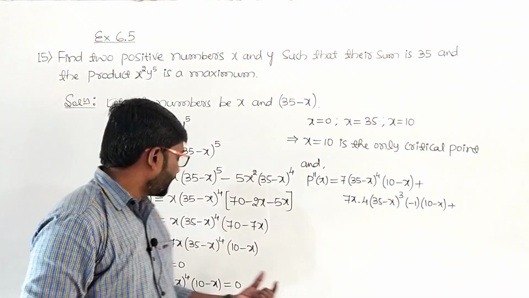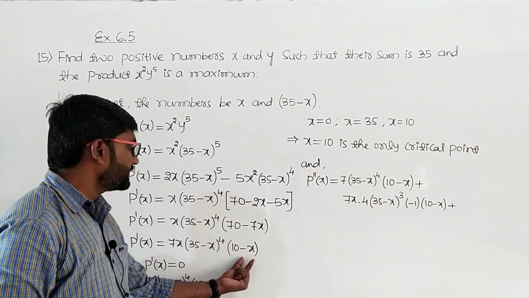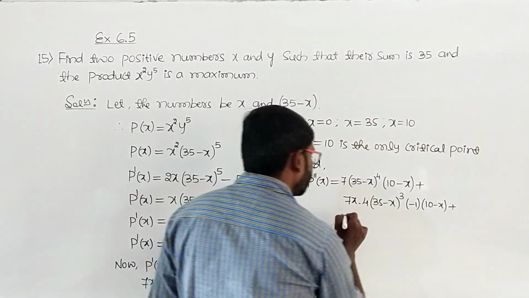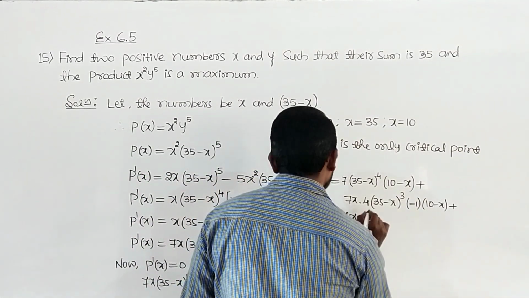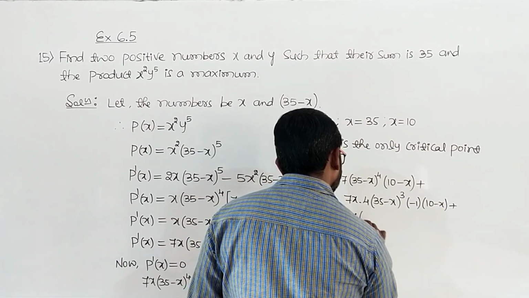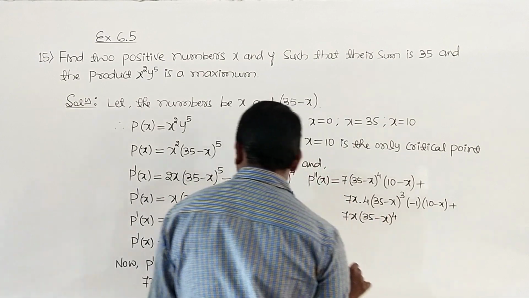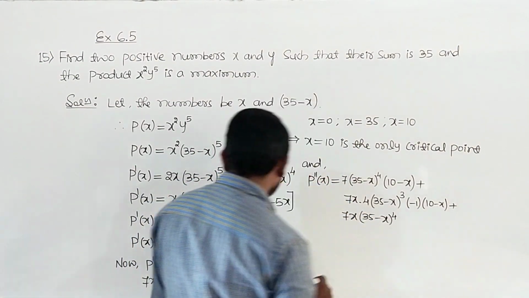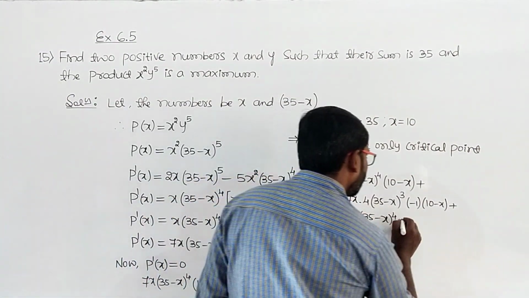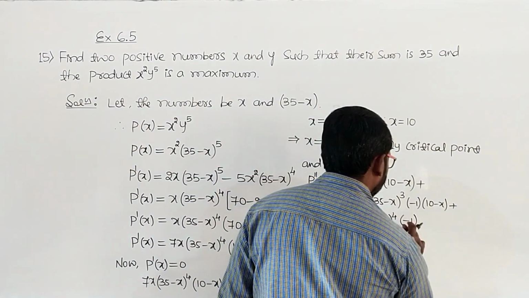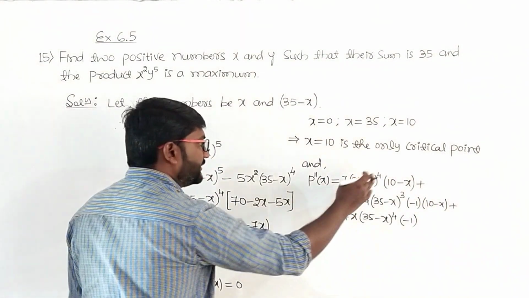Plus. Now write the first 2 functions as it is, differentiate the last one. I will be writing 7x into 35 minus x to the power 4. Now differentiate the last one, we get minus 1. So let us rearrange these terms.